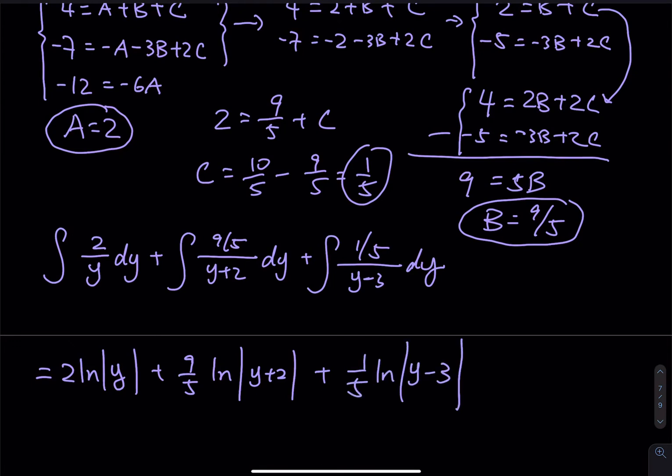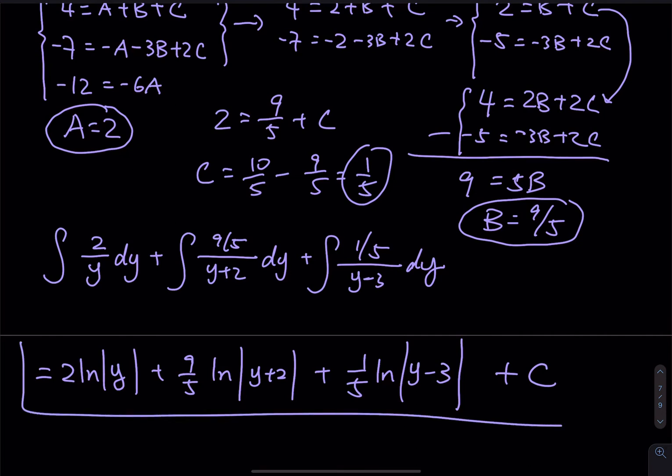The absolute value is not optional, because you have to guarantee that what is inside the ln is positive, because ln 0 is undefined, ln of a negative is undefined, and then you plus C. So this is the final answer to the integral.